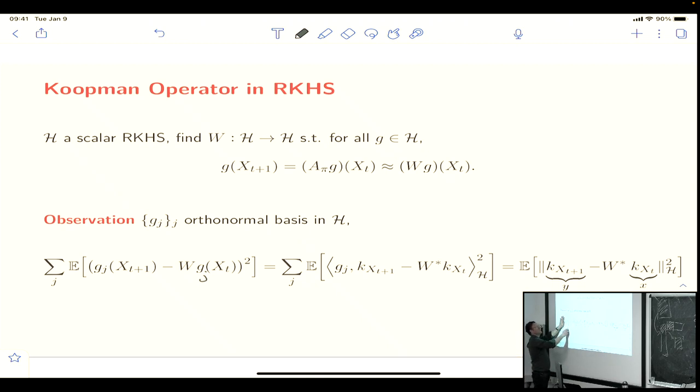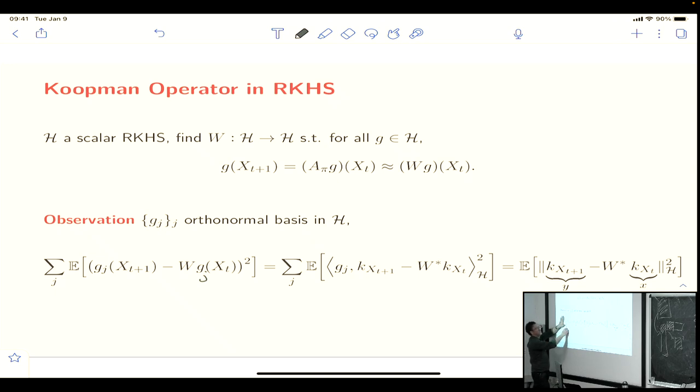This is the time at t plus 1, and you find the w that is observable at time t and send it to the one at time t plus 1. Okay? You don't want to do it for just one. You want to do it, for example, for an orthonormal basis, so you have a full description of whatever is the action on the space.